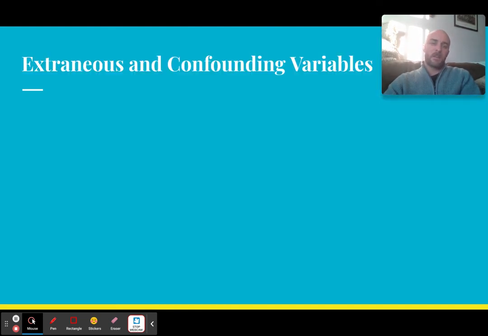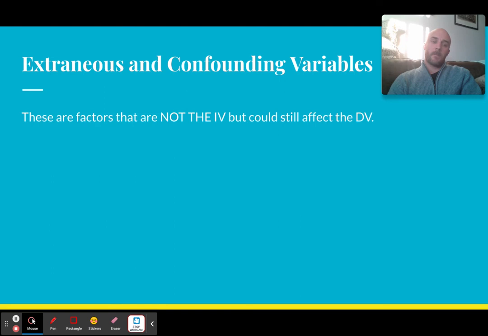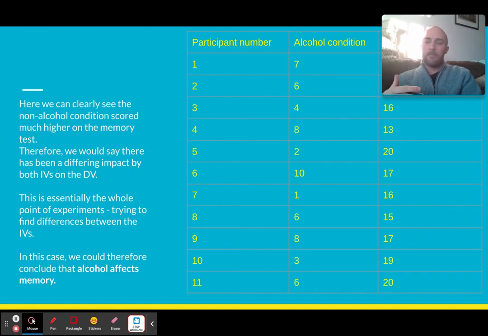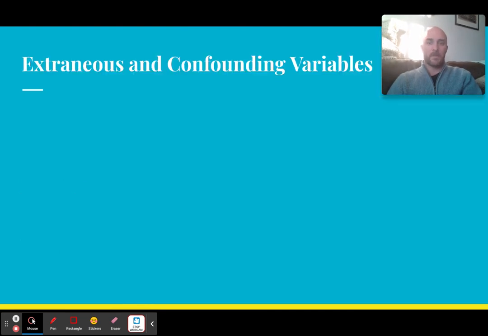So here's where we look at extraneous and confounding variables. I'm going to define these separately. And this is where, as I say, some teachers teach it slightly differently. I teach it this way because I think this is the simplest for students to understand, but I appreciate some teachers go about it in a different way. Extraneous and confounding variables are factors that are not the IV, yet they could still actually impact the DV. So, for example, if we go back, a participant being tired or getting good practice or having Alzheimer's, these are all things that affect the memory scores, but they've got nothing to do with alcohol in this case.